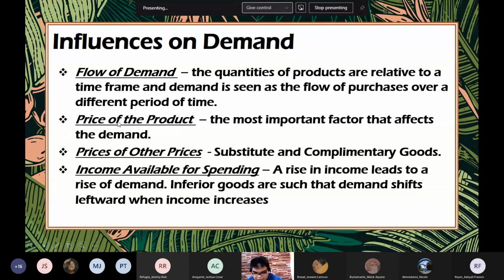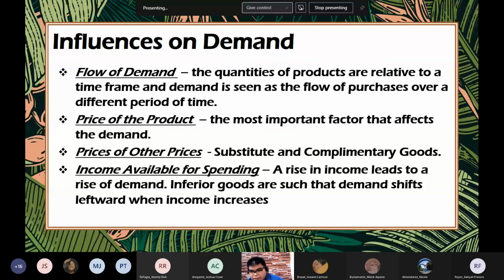Okay, next. There is a class of goods known as inferior goods. No? Hindi naman siya inferior na ibig sabihin eh, pangit siya. No? Meron lang siyang inferior goods are such that demand shifts leftward when income increases.